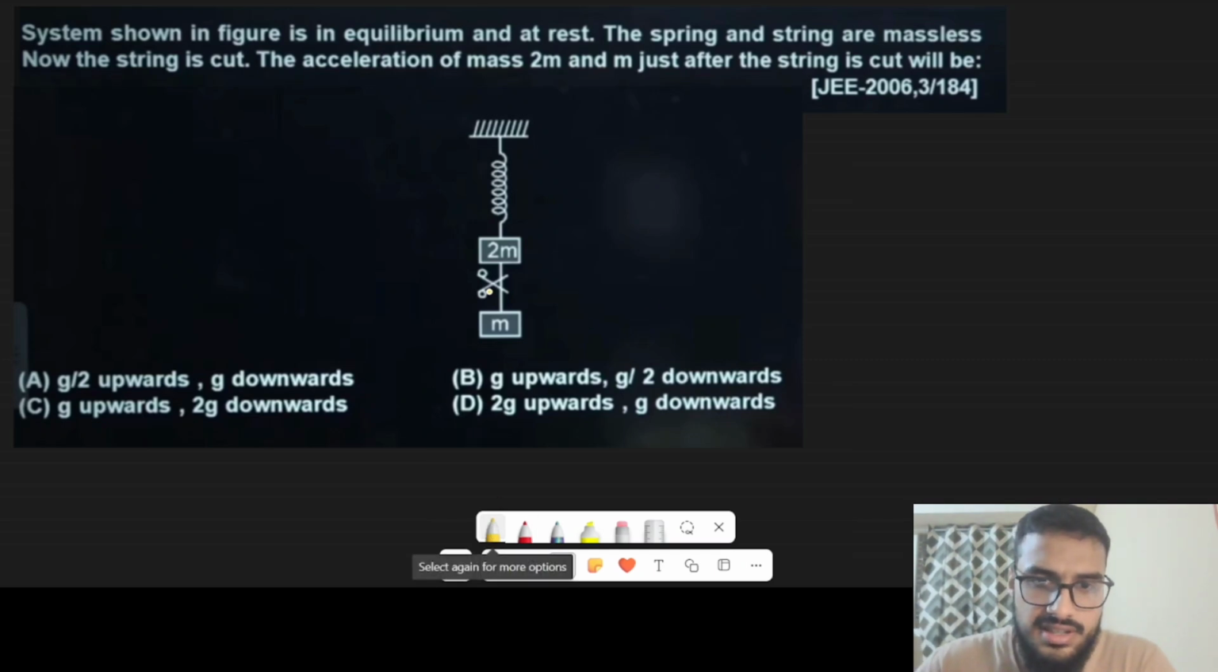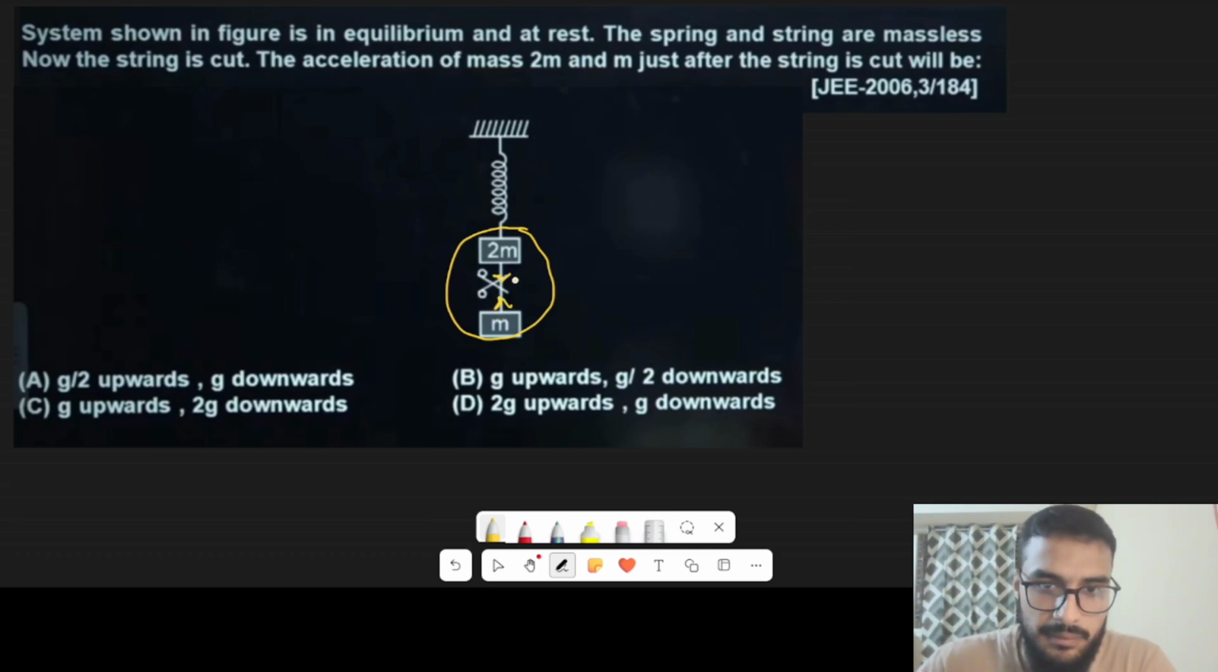So just after the string is cut, what happens before that? We'll take this as one system, so internal tension for 2m it will be downwards and for this m it will be upwards, isn't that? Because tension always has this pull force, not the push force. So can we consider these two masses to be one system, and if these two masses are one system, we can say this tension becomes the internal force, isn't that?